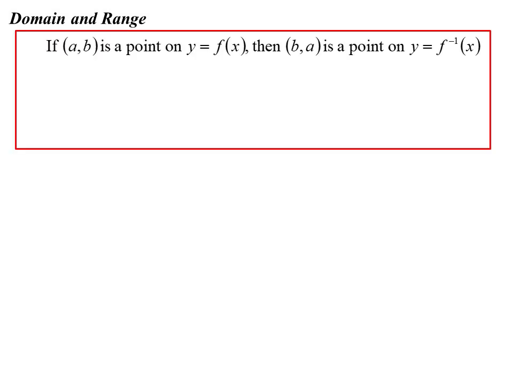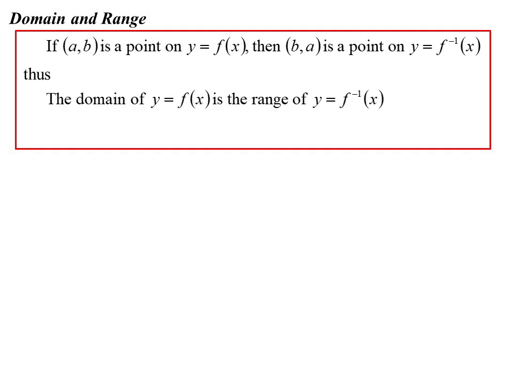Domain and range: if we know the point (a, b) is on our original function, then (b, a), swapping the x and y's around, must be on the inverse function. That basically means the domain and the range swap around. So the domain of the original function is the range of the inverse function, and vice versa.